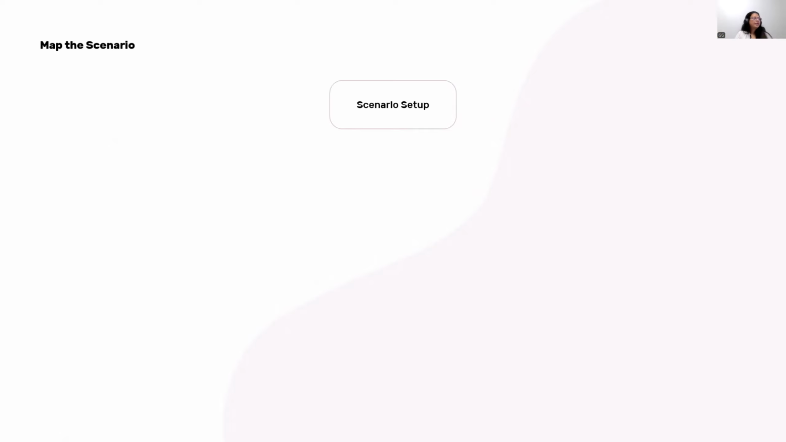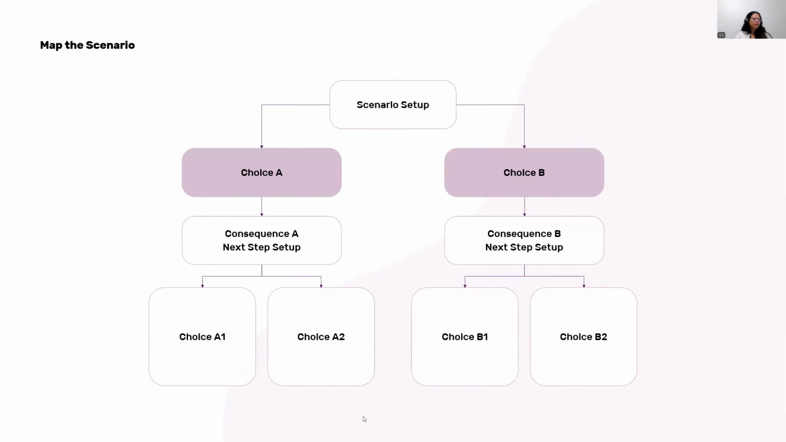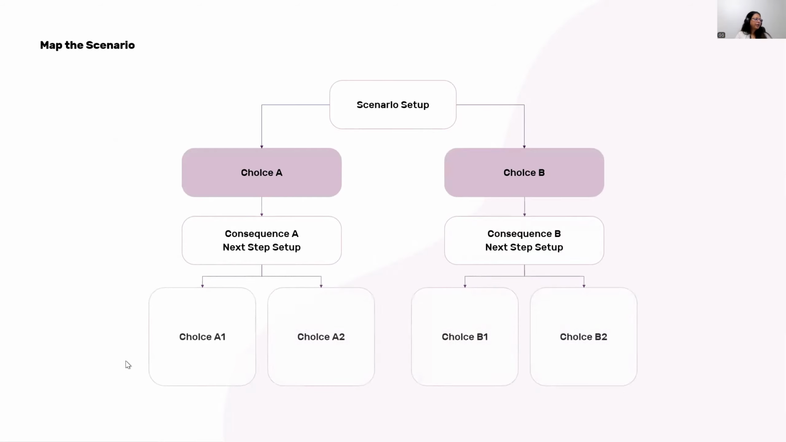Okay, let's see an example. If I was to create this flowchart, I would start with the scenario setup, right? I would say, okay, what are the choices? Choice A, choice B. Depending on what I choose, I get consequence A or B. And then, based on that consequence, something else might happen, which would give me further choices A1, A2, B1, B2. And then that might have its own consequences, and so on and so forth.